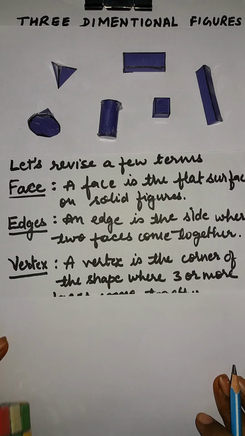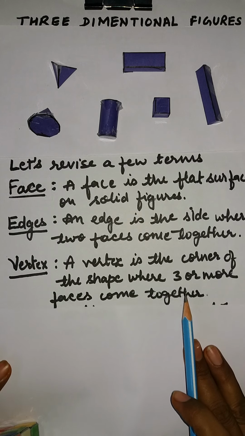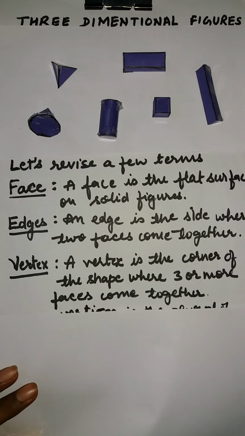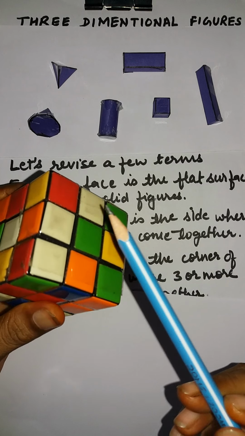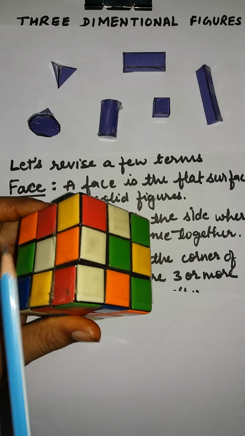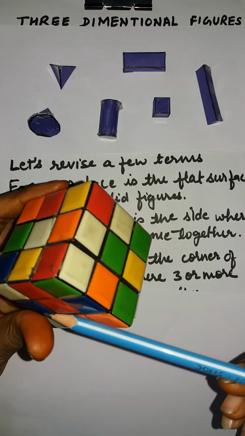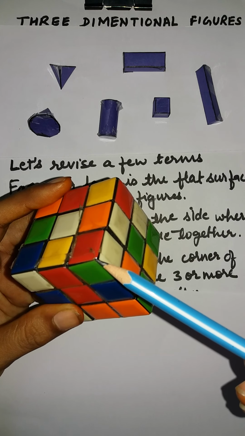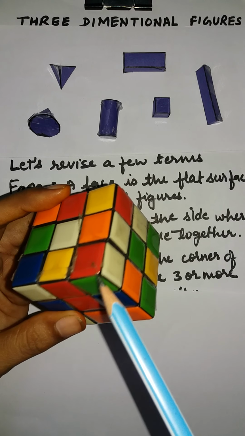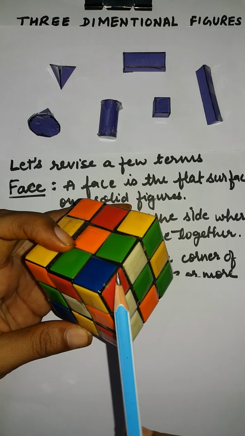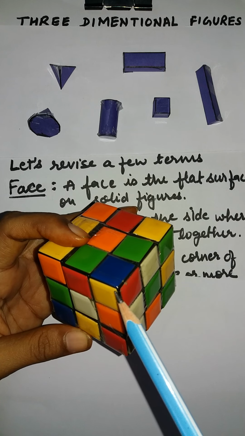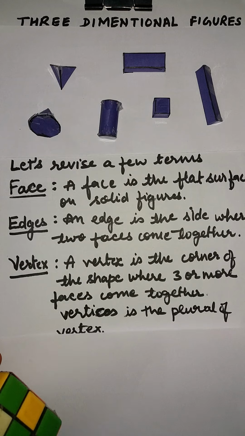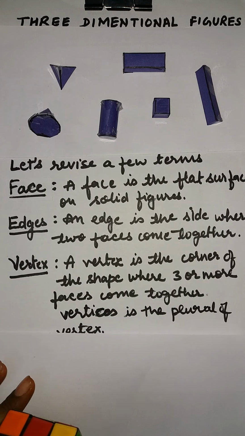Vertex. A vertex is the corner of the shape where three or more faces come together. Let's see. This is one face, second face, and the third face. These three faces are meeting here at this point. This point is called a vertex. We can also see here the three faces meet at a vertex, and we can have more faces also here. The plural of vertex is called vertices.